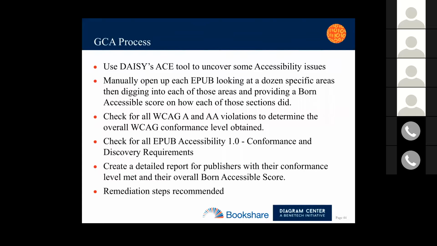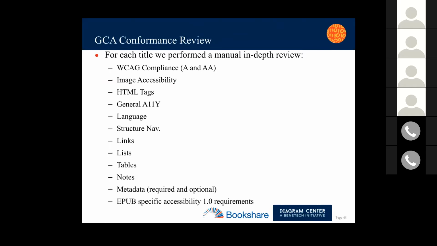We've been piloting this for the last couple of years, and some of the initial scores were in the 40% Born Accessible range, but those same books, after we gave the publishers detailed feedback, came back to us after they'd changed their process, and now they're scoring in the 80 to 90% range and passing WCAG AA. So it's very, very exciting to see that they can make accessible EPUBs. And these are some of the areas we look at: image accessibility, HTML tags, general accessibility, language, structure, links, lists, tables, everything I've talked about today.